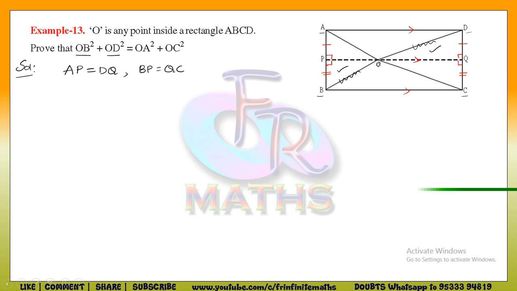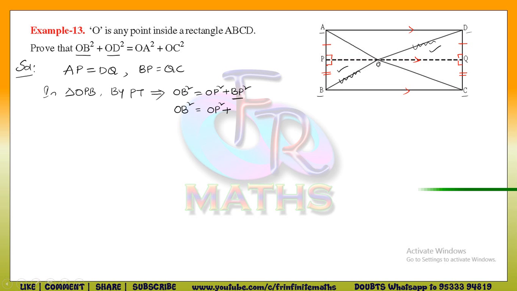Now if you want to prove, then you need to take it in order. So first we will be considering the triangle OPB. In triangle OPB, we are going to apply Pythagoras theorem. So in triangle OPB, by applying Pythagoras theorem, what we can say, OB square is equal to OP square plus BP square.